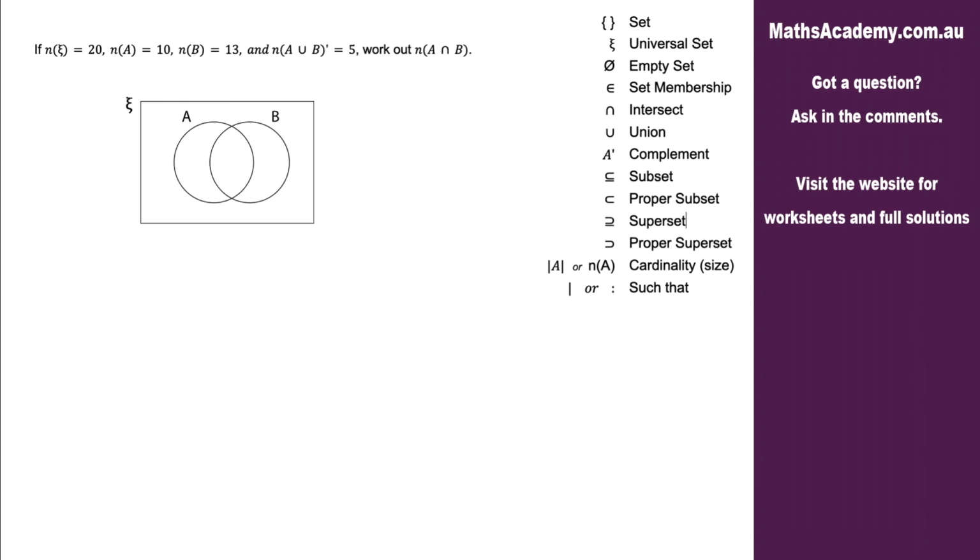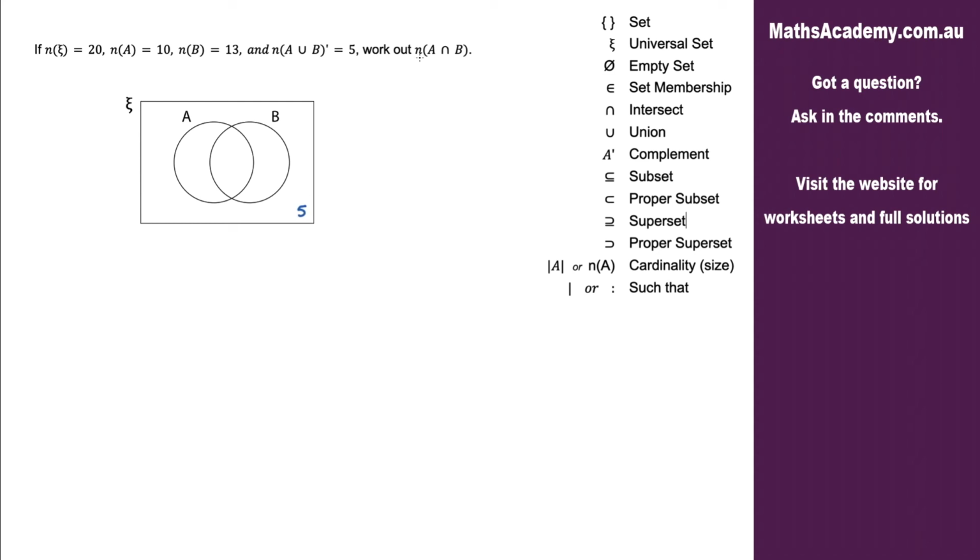Let's have a look at a quick example here. So what we have is that the size of the universal set is 20. The size of set A is 10, the size of B is 13, and the size of the complement of A union B is 5. In other words, when we look at this A and B, everything in here, if we take the complement of that, everything outside of that, well, there are 5 elements outside of that. So in this universal set here, outside of A and B, we've got 5 elements.